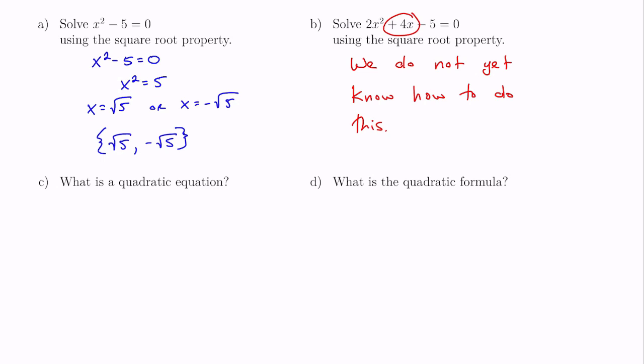The definition we are using for what a quadratic equation is, is an equation that can be rewritten as ax squared plus bx plus c equal to 0, where a is not equal to 0. A quadratic equation may or may not be in that form, but is one that can be rewritten into that form. This brings us to part D.